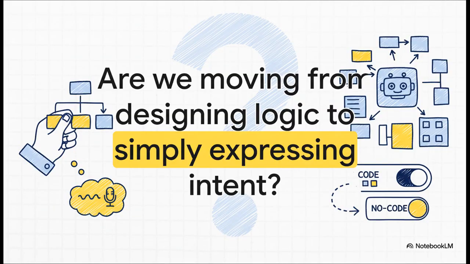And this all leaves us with a final, really fascinating question to think about. Tools like Agent Builder are all about letting us design logic, right? We're dragging and dropping boxes, connecting arrows, building a workflow. But as the AI models themselves get smarter, like a lot smarter, will we even need to do that? Are we slowly moving toward a future where we stop building the logic and we just state our goal, express our intent, and let the AI figure out all the steps all by itself? Now that would be the real game changer.